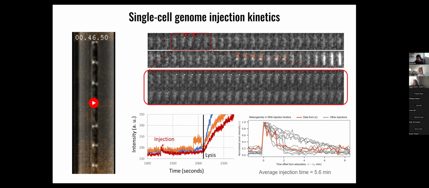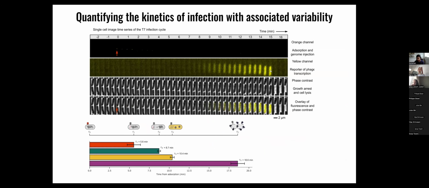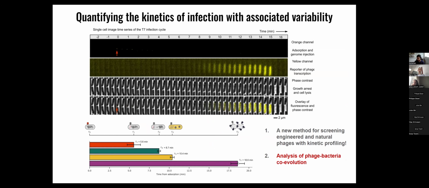But with this, we now have all the time scales, so we can see when a phage lands, injects its DNA, then at what point the cell growth is halted when the capsid gene is expressed. So for the first time we have not only the timing but also the associated variation at each of these steps: how long it takes for the genome to be injected, for the growth to be halted, capsid production to be started, and when the cell actually lyses. So we can start an approach to screen engineered and natural phages with kinetic profiling of the processes to see exactly what changed and what's different. It will also help us analyze phage bacteria coevolution in a very detailed manner.